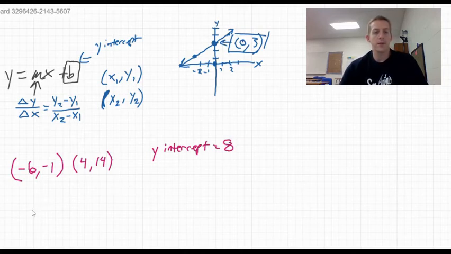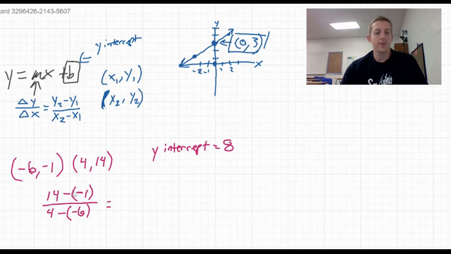We have to find the slope first, which we know is change in y over change in x, so y2 minus y1 over x2 minus x1. I'm going to do that here. 14 minus, since I have a negative number here, be sure you take the negative number. It's a big mistake I see a lot of people make. Over 4 minus -6.